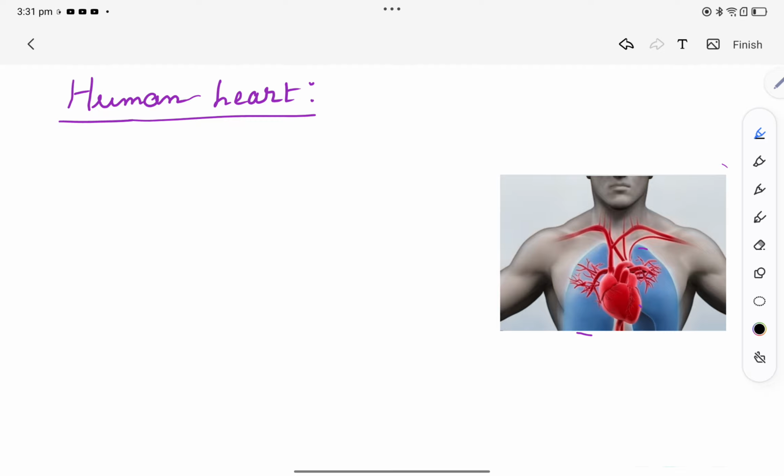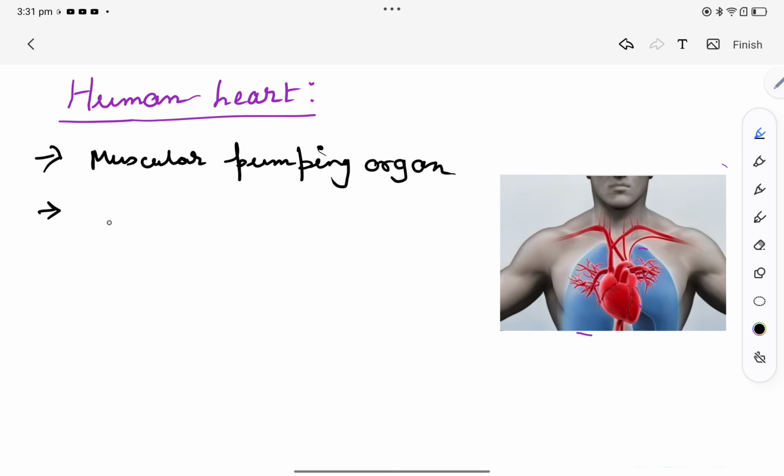In today's video, we are going to learn about the human heart. Okay, so the human heart is a muscular pumping organ. What does it pump? It pumps, obviously, blood. It pumps blood throughout our body. The weight of an adult human's heart is almost 300 grams.